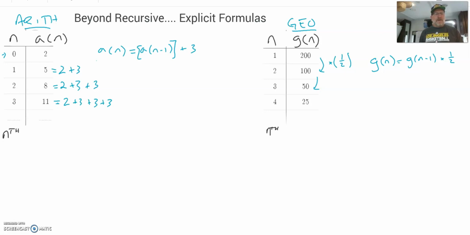So if I really want to get the nth term, I'm going to try to take this rule and bring it down. It looks like every single time I add a 2. So I'm going to say a of n is equal to 2. That's consistent. It's in every single answer.